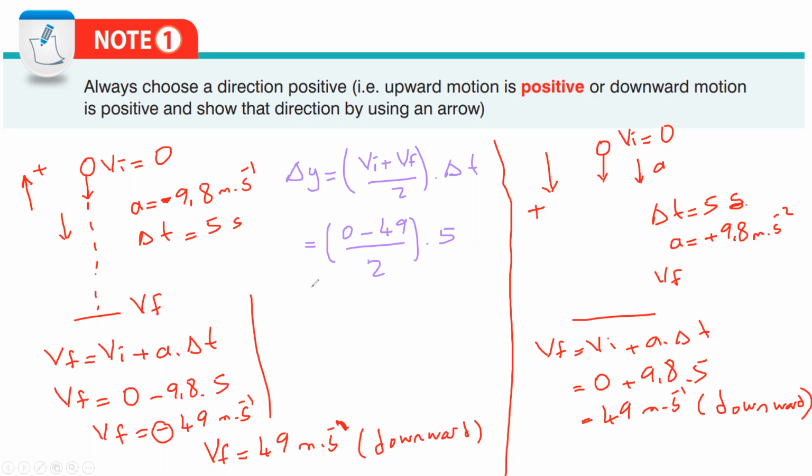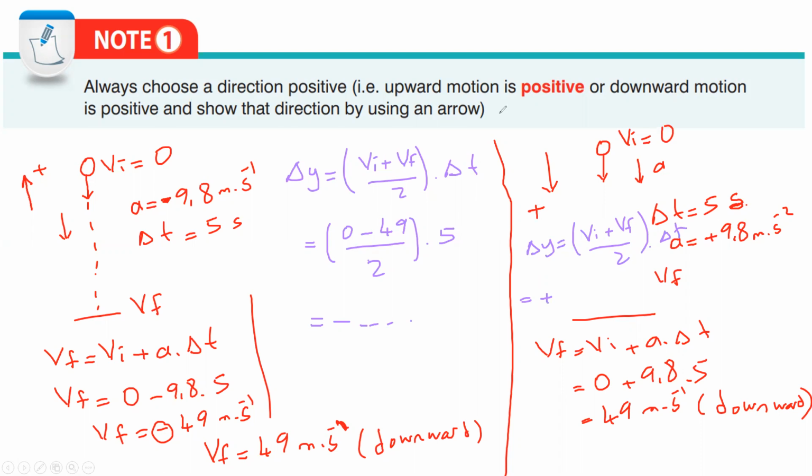You are getting your delta y is negative, and you can say the object is coming down. We are not calculating the number, but it's fine. So it's coming down, and you are getting negative. Same steps if you choose downward positive: delta y is equal to V initial plus V final over 2 times delta t, and you will get positive. Why? Because the object is coming down, and you said downward is positive.